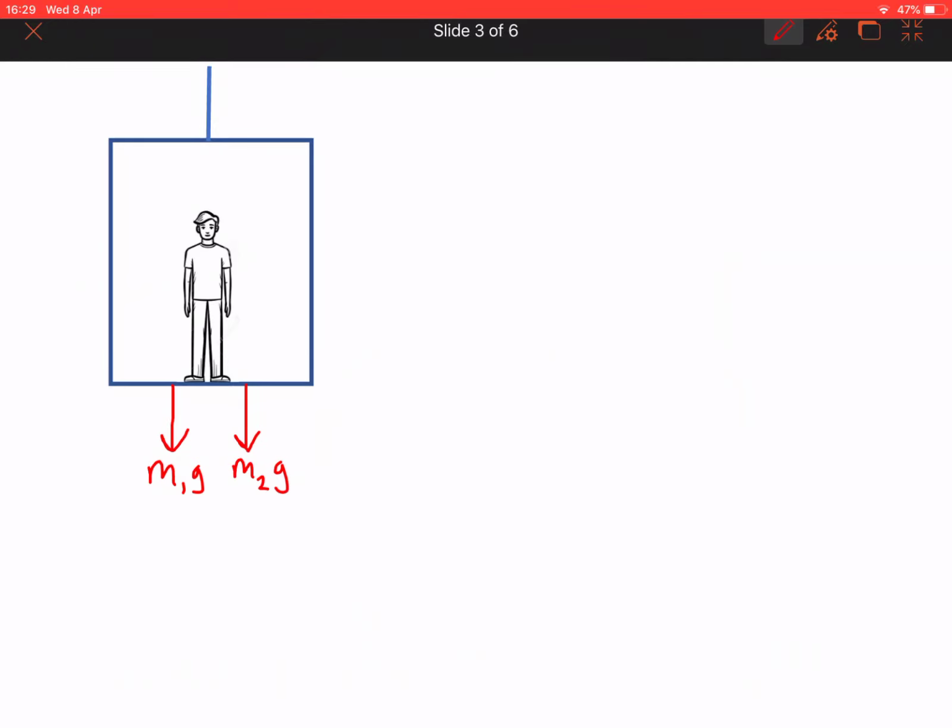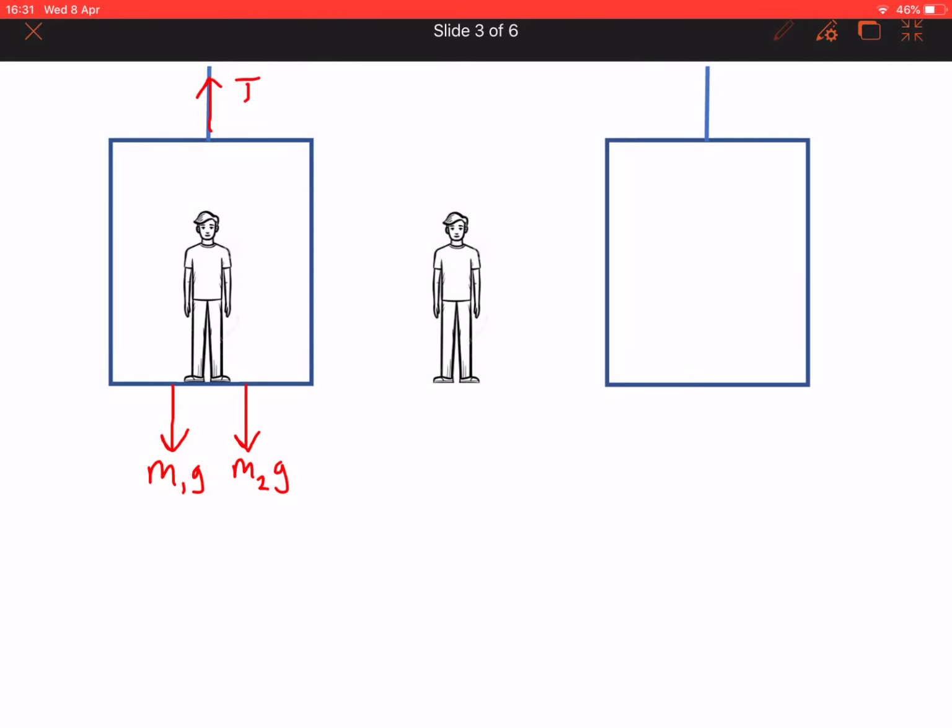And what's holding this up is the tension in the lift cable. So we'll put a tension going vertically upwards in the lift cable. So with the person in the lift, those are the three forces. Now I'm also going to look at the forces on the individual components, the individual person and the individual lift. So I'm going to look at the person and the lift.